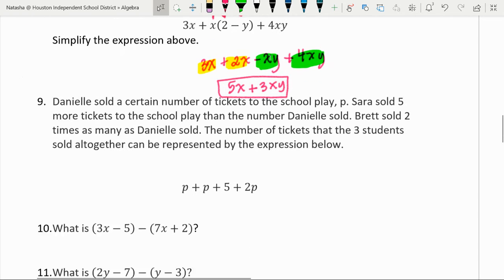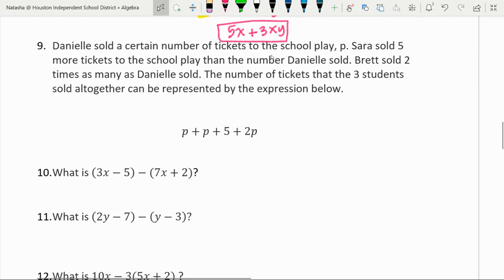Okay. Number 9, all they're asking you to do is simplify the expression here. So I'm just going to combine like terms. So I have 3, 4, 5p plus 5. It's that easy. That's all we're doing on that question.